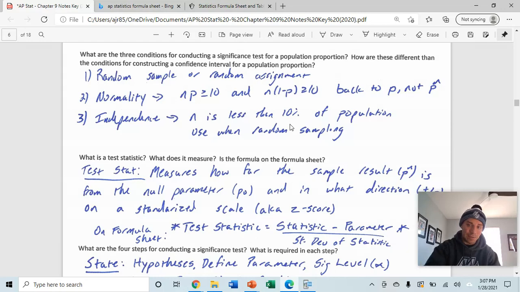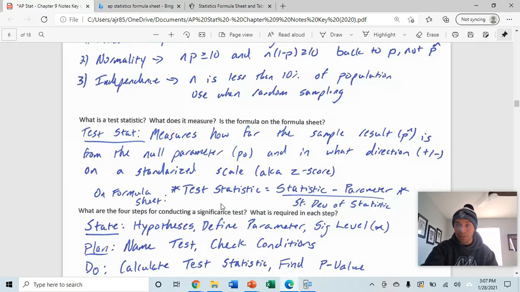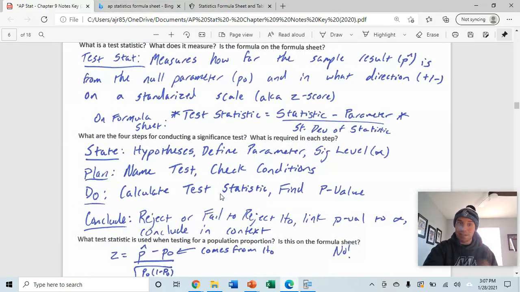So what are the 4 steps? Like we saw in confidence intervals, a good way to think about this is to go through state, plan, do, and conclude. It organizes things in a nice way for somebody grading the exam as well as for you actually doing the example out. So the state phase is stating your null hypothesis, stating your alternative hypothesis with the proper notation, as well as defining the parameter and noting the significance level.